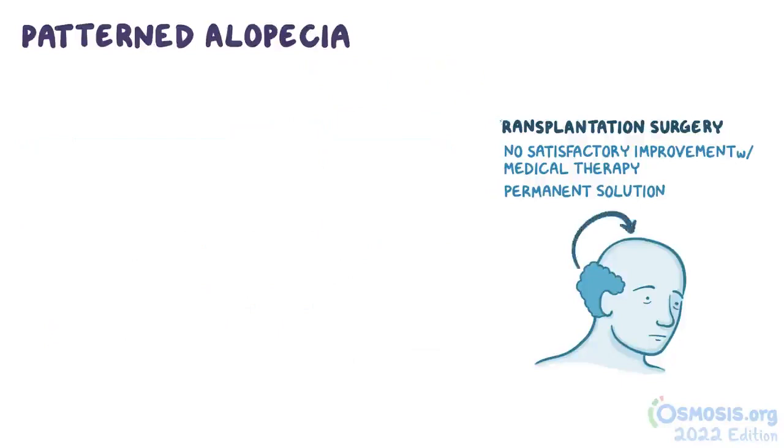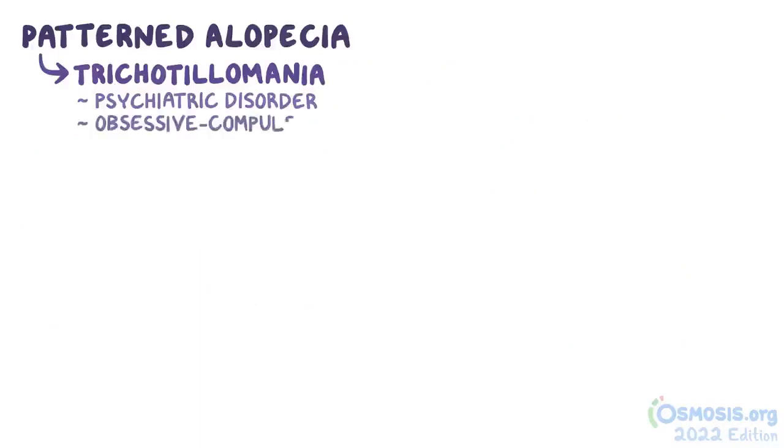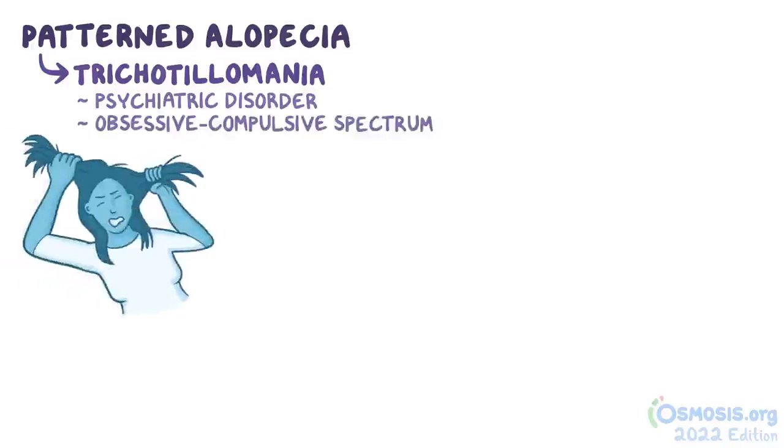Patterned alopecia can also be associated with trichotillomania, which is a psychiatric disorder that lies on the obsessive-compulsive spectrum, where individuals repeatedly pull out hairs, most often from the scalp, creating areas of alopecia that may have irregular, bizarre shapes. Episodes of pulling can be triggered by anxiety.